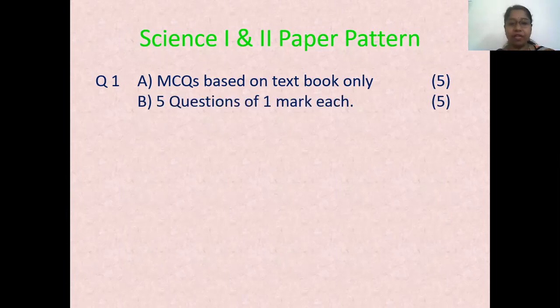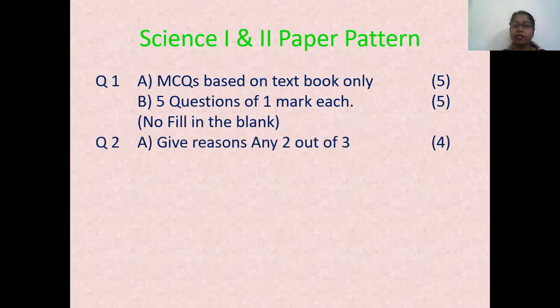Question number 1B is 5 questions. Here you have questions like say the odd one out, say true or false, right or wrong, complete the analogy. It will not include fill in the blank questions. Here one question carries 1 mark. So basically question number 1A and 1B are objective based.